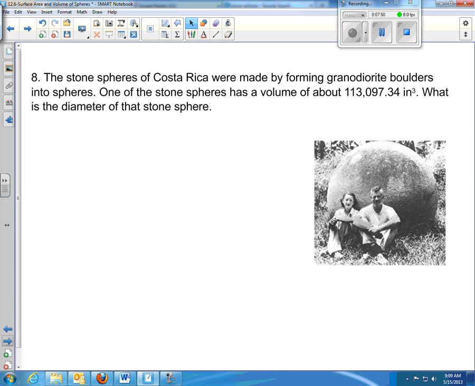And our last problem, I'm actually going to have you guys take a look at it, try it on your own, and yes, that is a picture of one of those actual stone spheres in Costa Rica.